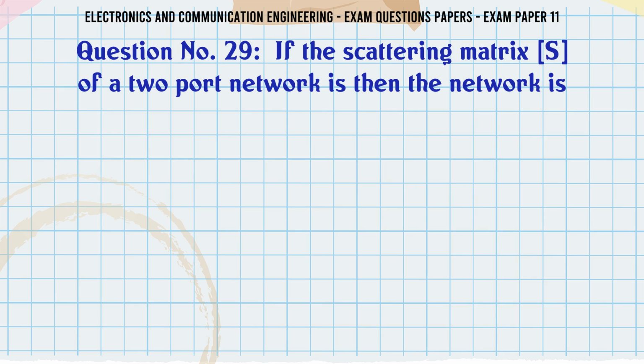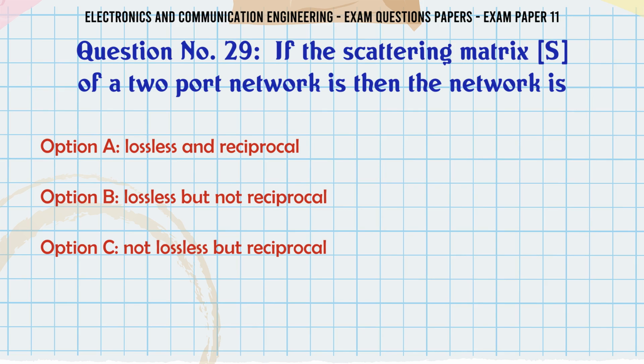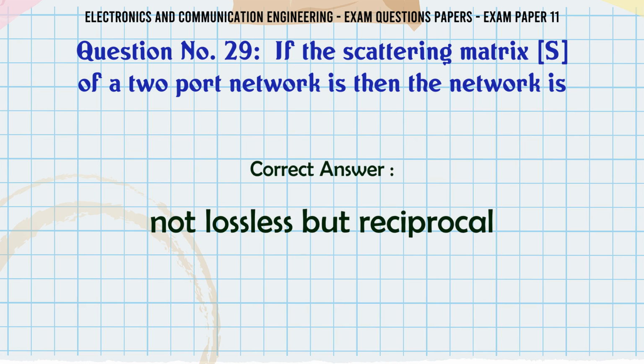If the scattering matrix S of a two-port network is as given, then the network is: A, lossless and reciprocal; B, lossless but not reciprocal; C, not lossless but reciprocal; D, neither lossless nor reciprocal. The correct answer is not lossless but reciprocal.